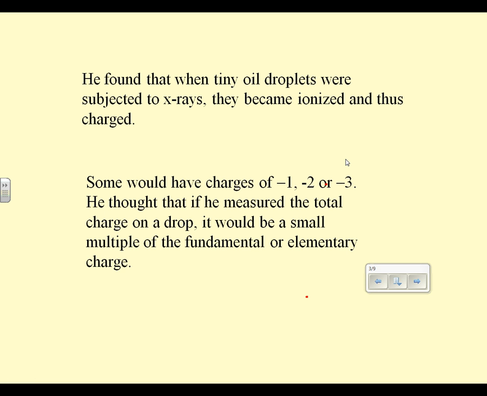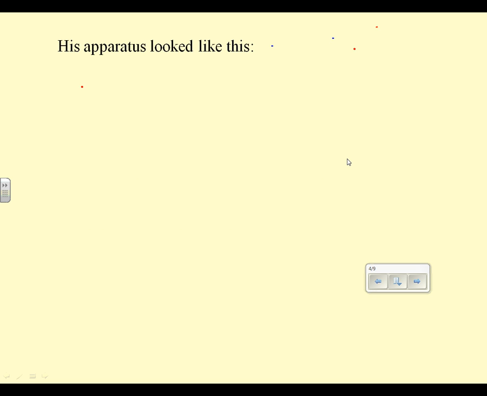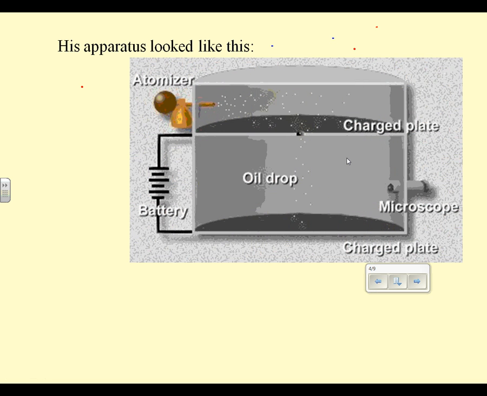Some would have charges of -1, -2, or -3. They thought that if you measured the total charge on a droplet, it would be a small multiple of that fundamental or elementary charge. So he was in fact looking for the multiples of that elementary charge. This apparatus looks like this. You probably saw a picture like that when you were researching, right?